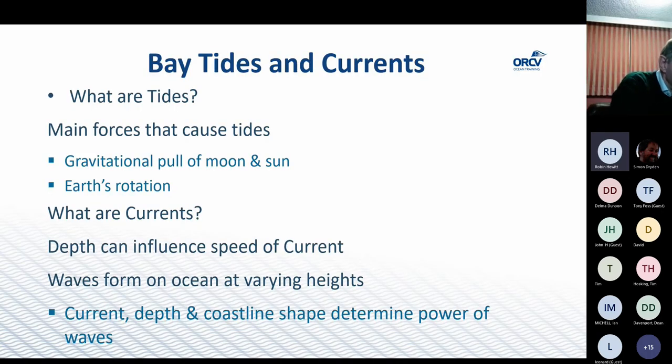A bit about tides. The main forces that cause the tides are the pull of the moon and the sun, and the predominant feature is from the moon. Currents are a bit similar to the wind, subject to obstructions and so on. We'll get into some explanation.